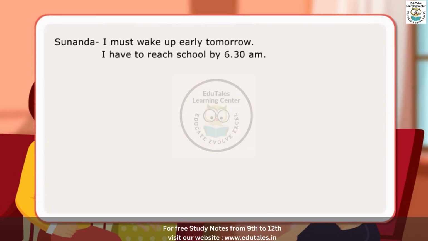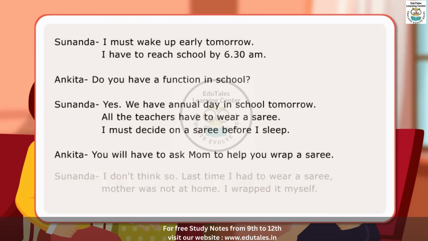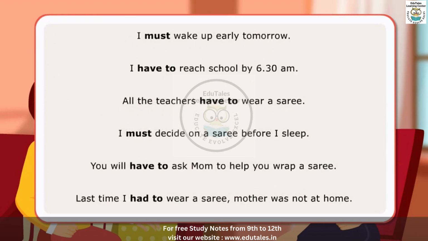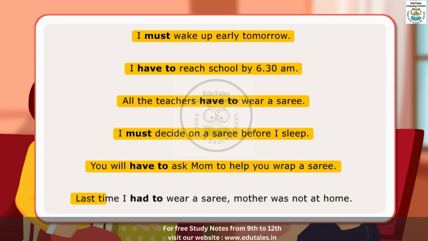In the dialogues, the girls have used must and have to speak about obligation and necessity. Here are examples of sentences with must and have to. I must wake up early tomorrow. I have to reach school by 6:30 a.m. All the teachers have to wear a sari. I must decide on a sari before I sleep. You will have to ask Mom to help you wrap a sari. Last time I had to wear a sari, Mother was not at home.